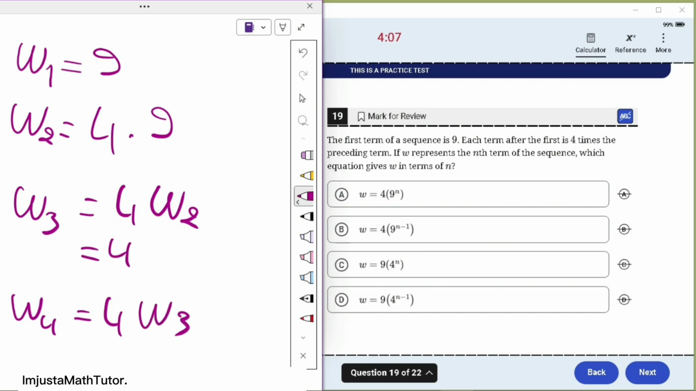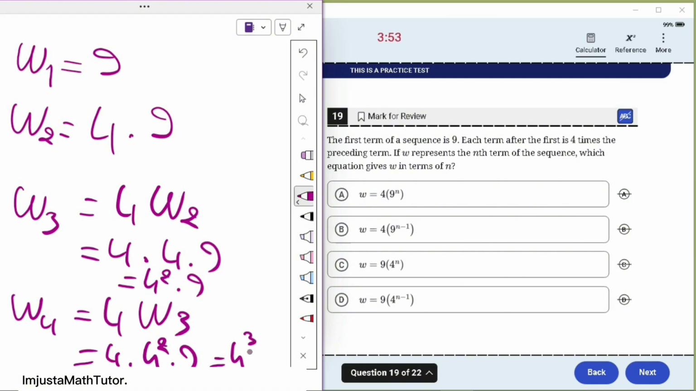So what does this equal? It's 4 times 4 times 9, which equals 4 to the power of 2 times 9. What does this equal? It's 4 times 4 to the power of 2 times 9, which equals 4 to the power of 3 times 9.